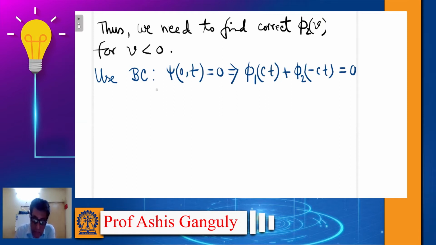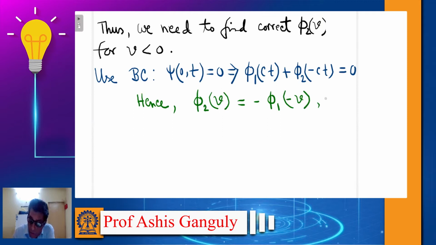What does it mean? Hence, we understand that phi 2 of v equals minus phi 1 of minus v for v less than 0. So we got a relation between phi 1 and phi 2 for negative arguments.